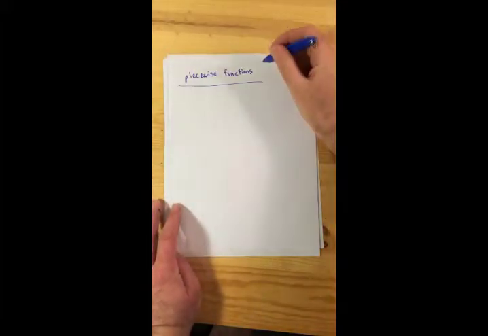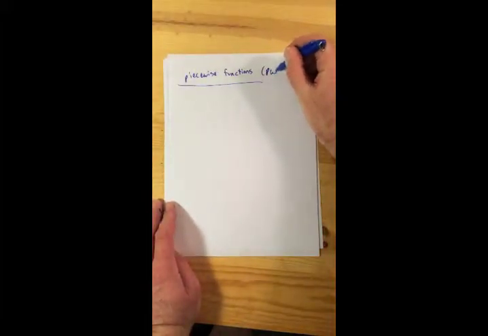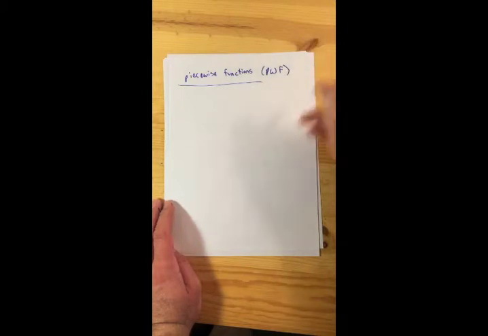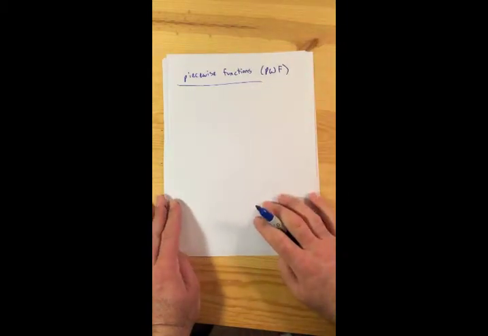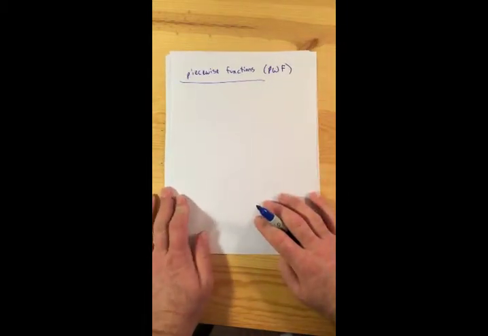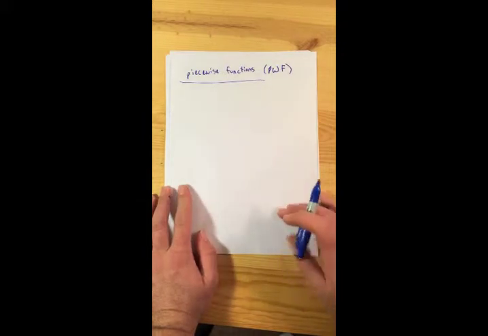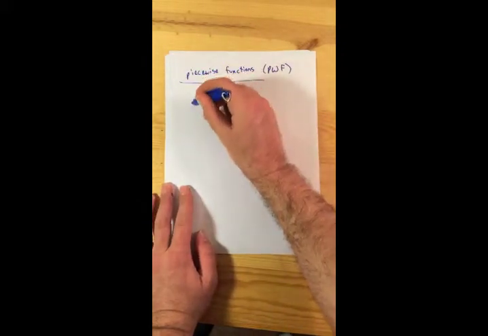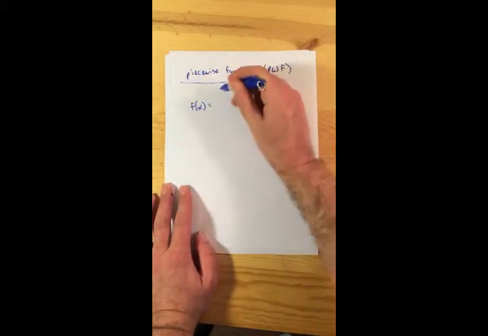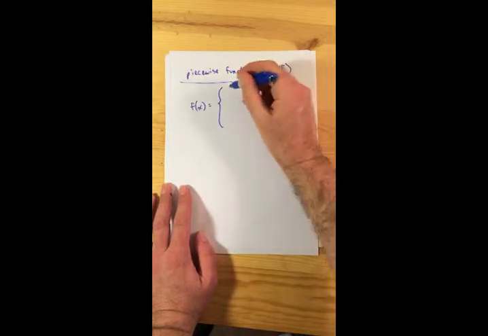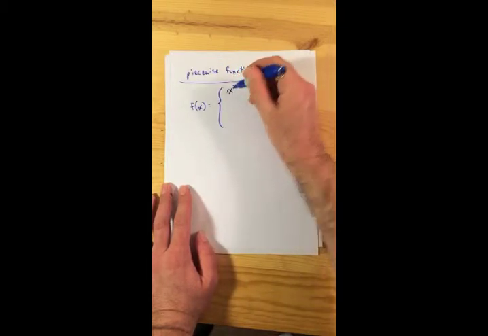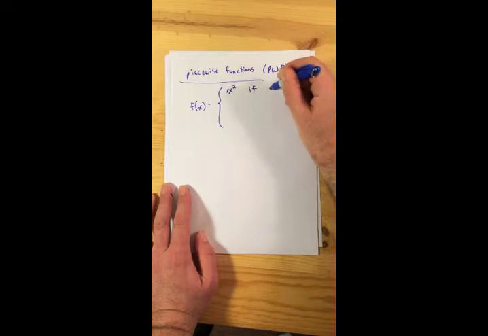A piecewise function, which you'll see me abbreviate as PWF, is just a function that's given in pieces. So which function you evaluate depends on what your x value is. Let me give you an example. Suppose f of x is going to be one of a list of things. Either it's going to be x squared if, say, x is less than negative 2.